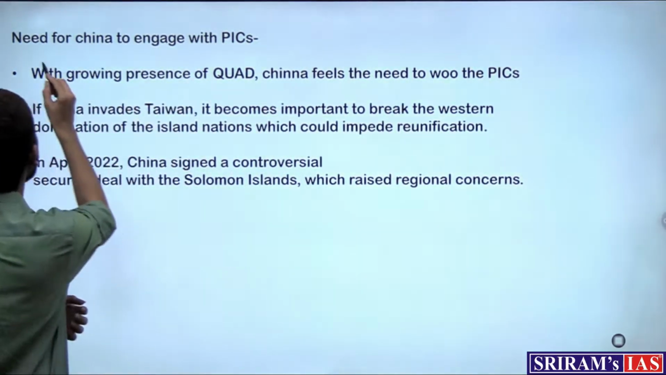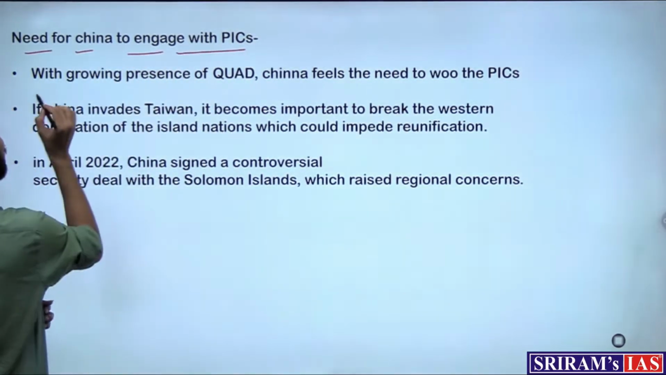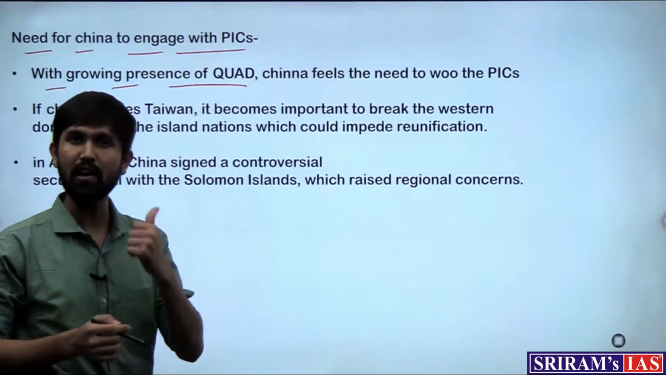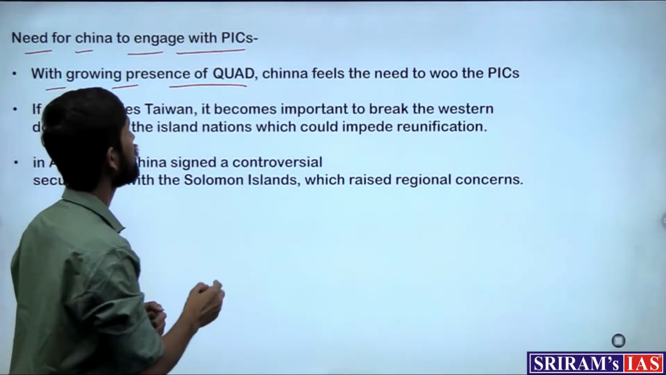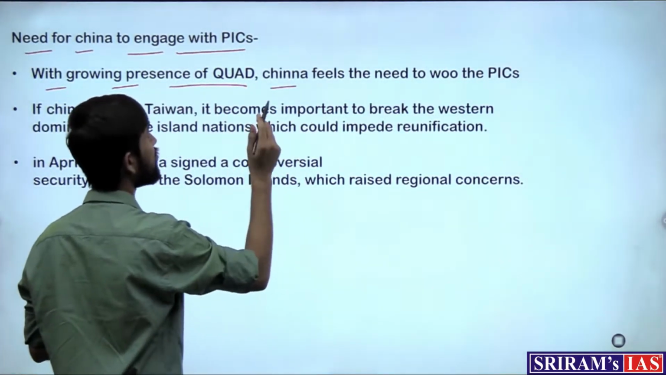So what is the need for China to engage with the Pacific island countries? With the growing presence of Quad, we know Quad is a grouping between India, Australia, Japan and, which is the fourth country I'm forgetting?